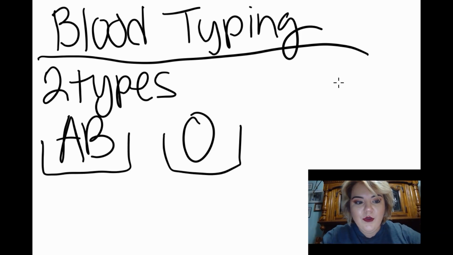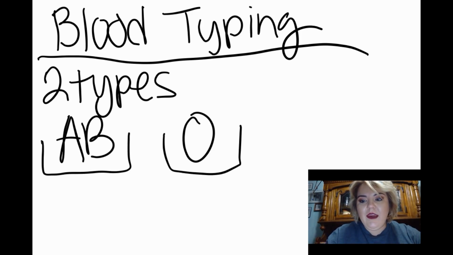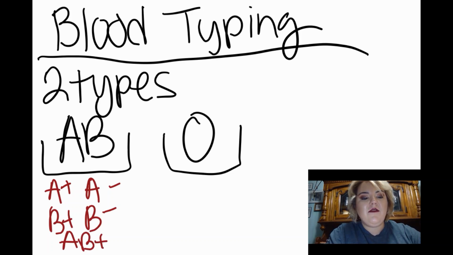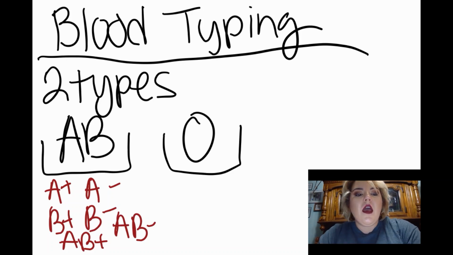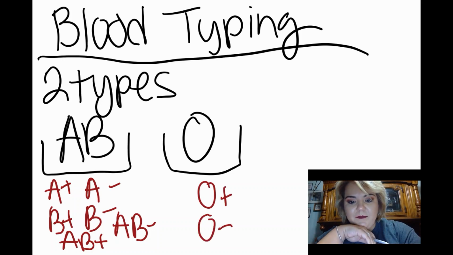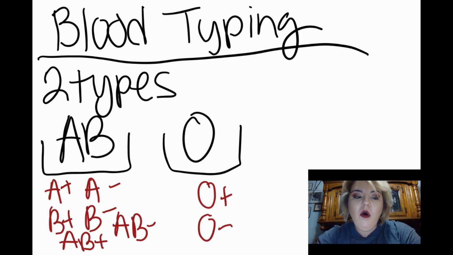Now, if you're in the AB group, we can have A positive, A negative, B positive, and B negative. Also, we can have AB positive and AB negative. Okay? So in the O group, there's only two of these bad boys. You either have O positive or O negative. Okay? Simple, right? So that is all of the blood types. That is every single blood type that you can possibly be.